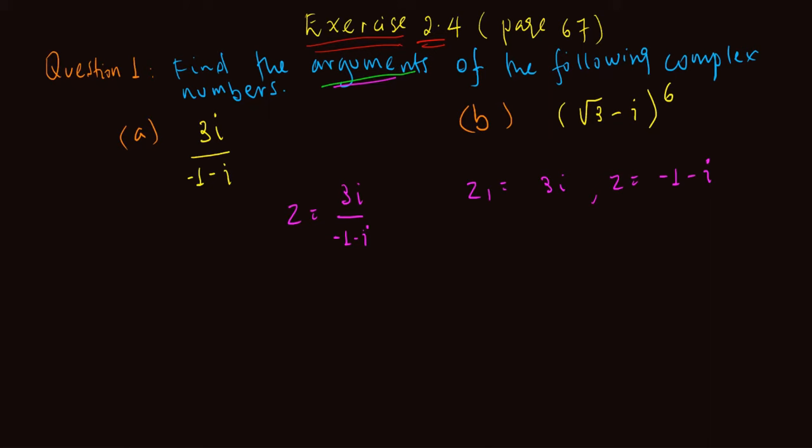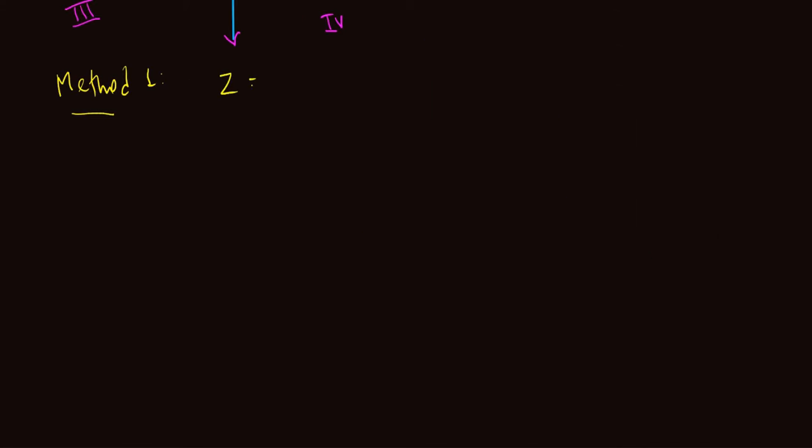We can either simplify the complex number first and then find the argument, or we can find the argument of z1 and of z2 and use the formula: argument of z1 divided by z2 is equal to the argument of the first complex number z1 minus the argument of the second complex number z2. Method 1, let's write z as the ratio of two numbers z1 and z2, where z1 is equal to the numerator 3i and z2 is equal to the denominator minus 1 minus i.